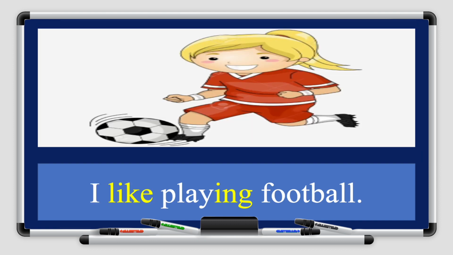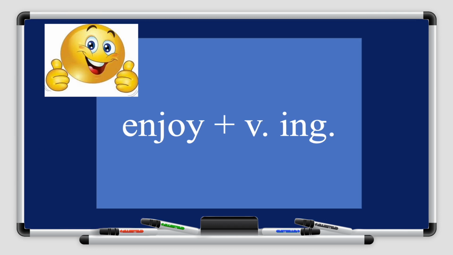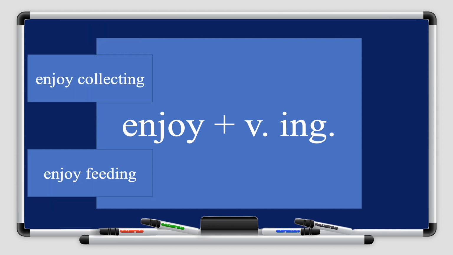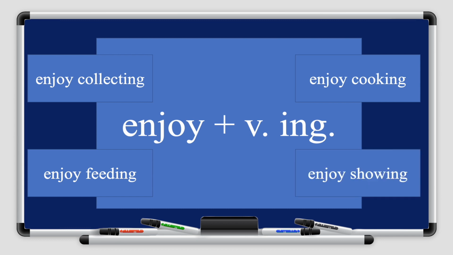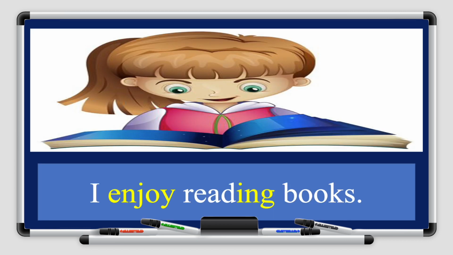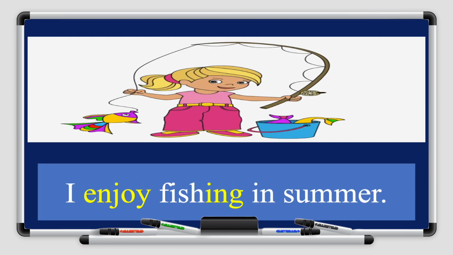I like playing football. We added ing to the verb. So when we see prefer, or when we see like, and also when we see enjoy, we add ing to the verb, changing it into a noun. I enjoy collecting, I enjoy feeding, I enjoy cooking, I enjoy showing. What do you enjoy doing? I enjoy reading books. I enjoy fishing in summer.